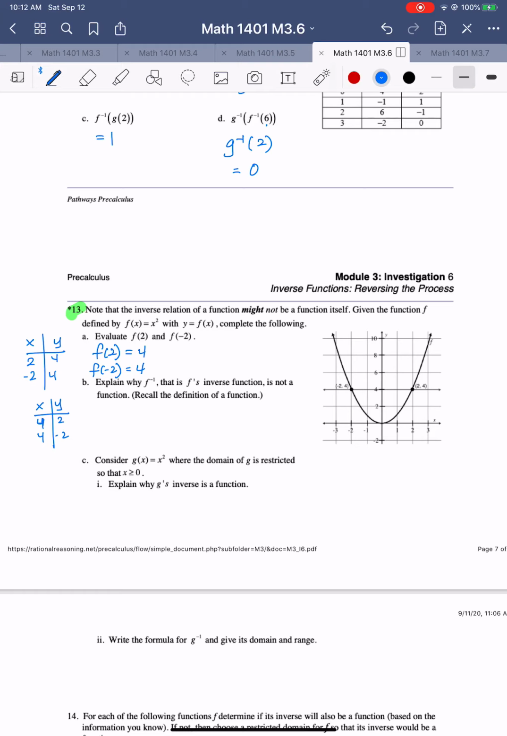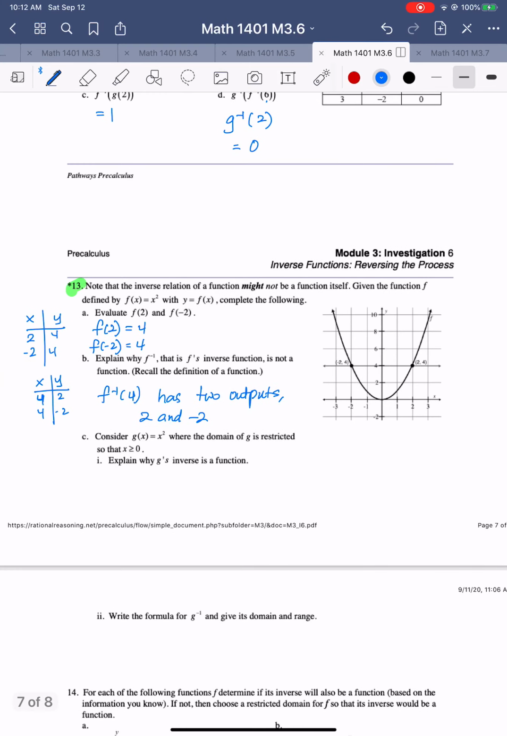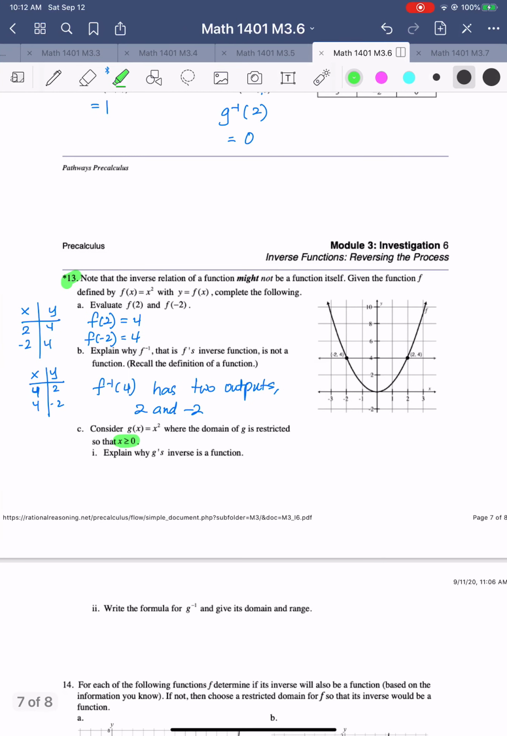That cannot be a function. So the inverse is not a function, because the inverse of 4 has 2 outputs, which are 2 and -2. So consider g of x equal to x squared where the domain of g is restricted, so we only use the positive this time, okay? And then, is g's inverse a function? Yes.